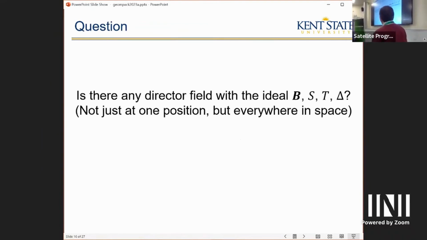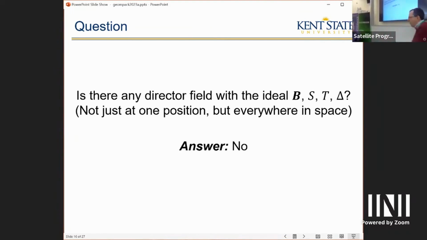In these four situations, we have a liquid crystal that tends to make one of these modes be non-zero and the others all zero. So that's the local ideal state. But then you have to ask, is there any director field that has this local ideal state, not just at one position, but everywhere in the sample? And in general, the answer to this question is no.